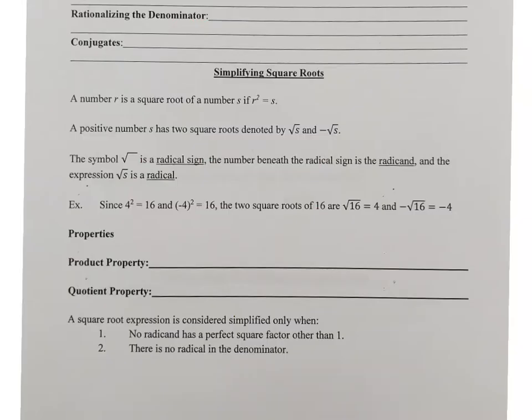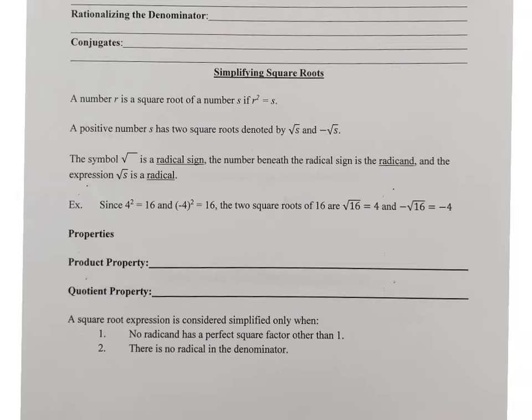Now if you didn't realize it, the stuff we just wrote down was kind of explained right here. So a number r is a square root of a number s if r squared is equal to s. That's basically saying what we talked about with square roots, that r multiplied by itself is s. So if that's true, then we get to say it's a square root. Alright. A positive number s has two square roots, denoted by radical s and negative radical s. This is where things get kind of messy.